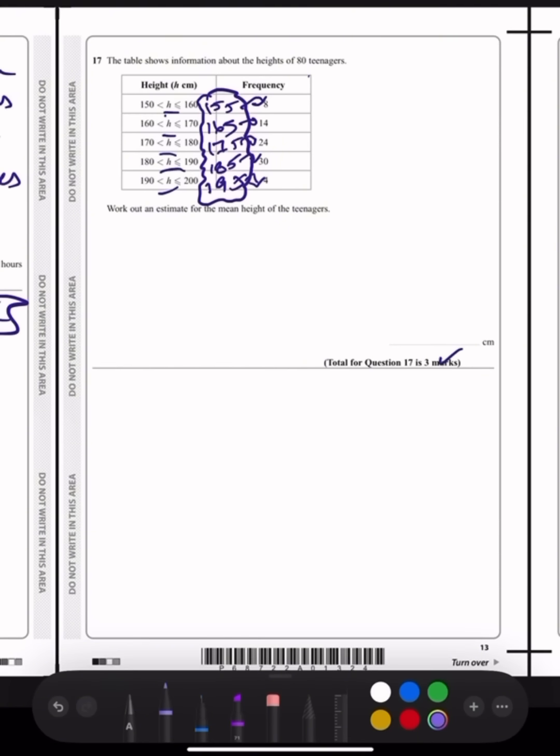Because in other ways, you're still getting the correct answer, and in that way you'll get the mark. So when you multiply 155 by 8, you'll get an answer of 1240. For the next one, you'll get 2310. For the next one, you'll get 4200. For the next one, you'll get 5550. And then for the last one, you'll get 780. I hope this part is clear.